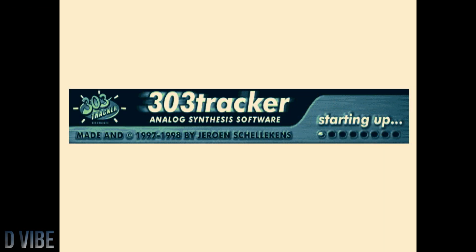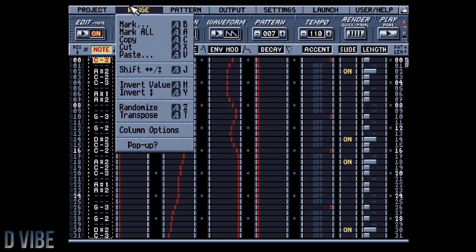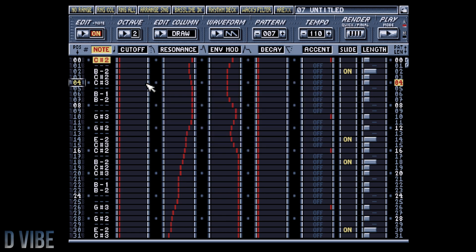There is one minor issue with 303Tracker though. The rendered samples are a bit untuned. They are in fact about 127 cents too low. 100 of the cents, that is 1 half tone, are easy to solve in 303Tracker itself by transposing the notes 1 half step up, but the rest of the tuning has to be resolved in post-edit.